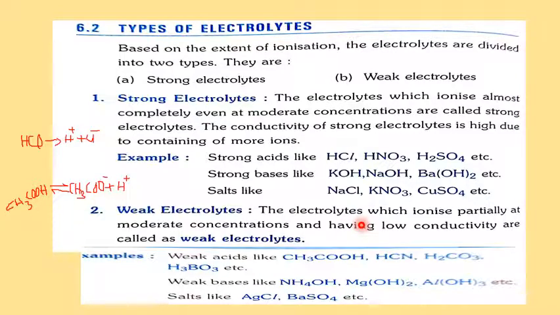Okay, the electrolytes which ionize or dissociate partially at moderate concentrations and have low conductivity due to a smaller number of ions are called weak electrolytes. Examples: weak acids like acetic acid, HCN, H2CO3, H3BO3, etc. Next, weak bases like NH4OH, Mg(OH)2, Al(OH)3, etc. Next, salts like AgCl, BaSO4, etc. This is about the types of electrolytes. We have discussed strong electrolytes and weak electrolytes.